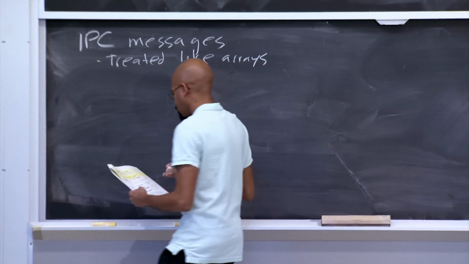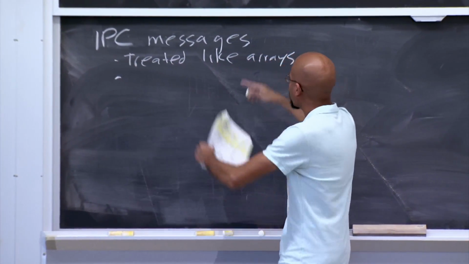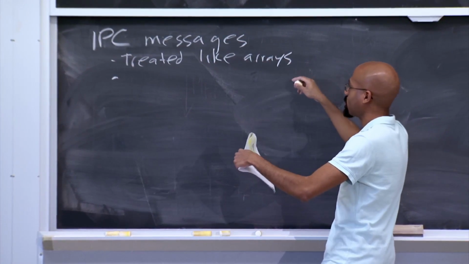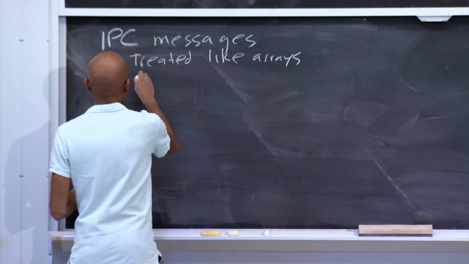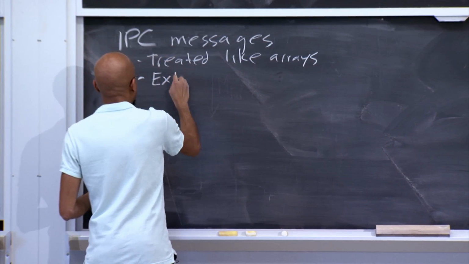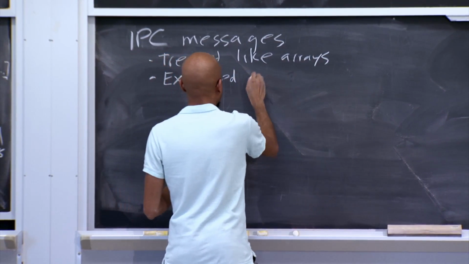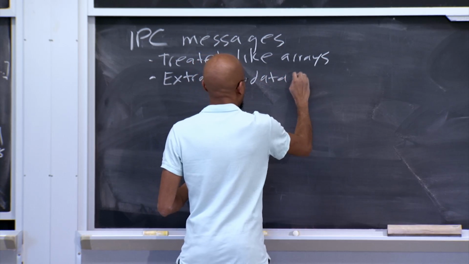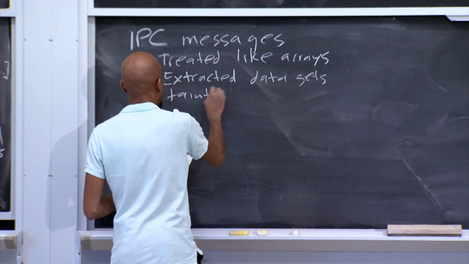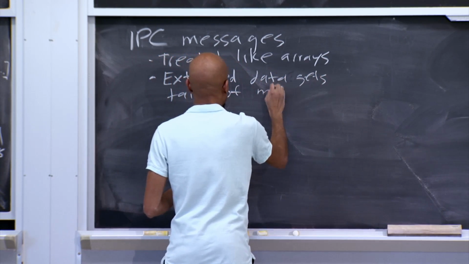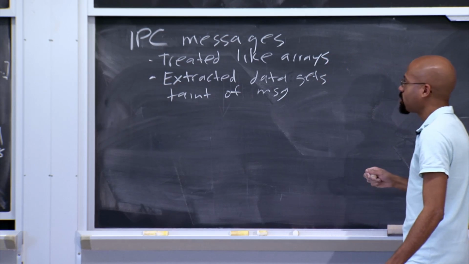And so this is how things work when you're constructing the message, right? That message gets the union of all the taints of its components. And then when you're reading it, once you receive the message, the extracted data gets the taint of the message itself, which makes sense. So that's how IPC messages are treated.